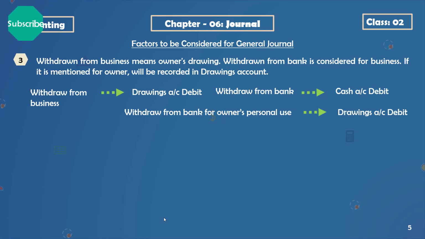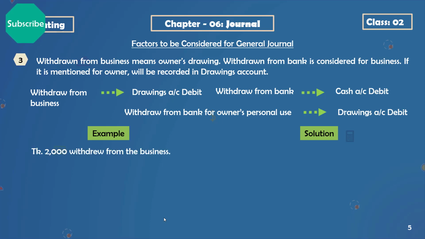When only withdrawn from bank is mentioned, we have to consider that the money was extracted from the bank for the business. So we have to debit cash account. But when it is mentioned that withdrawn from bank for the owner's personal use, then we must debit drawings account. Okay, so here is our example and solution.